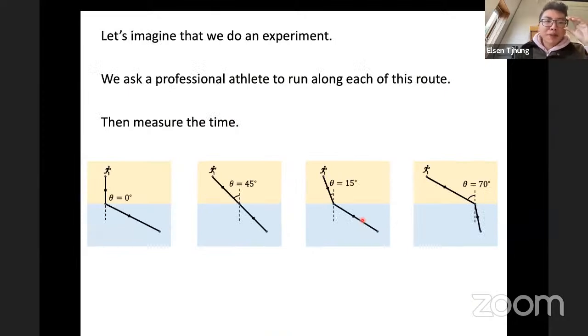So let's do an experiment. Let's say that we hire a professional athlete to run along each of these routes. Let's assume that we hire a professional athlete, and we ask her to run along this route and then repeat, and of course we let her rest for a while and recover, and then tell her to run again along this course, and then repeat, and so on. And then we can measure the time.